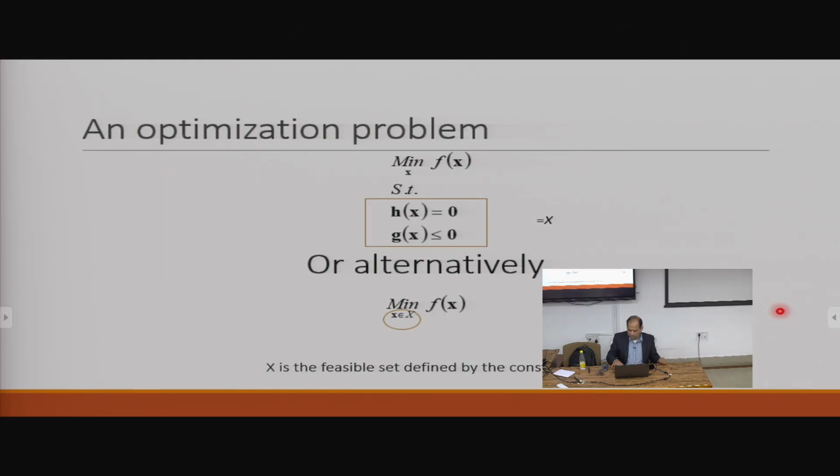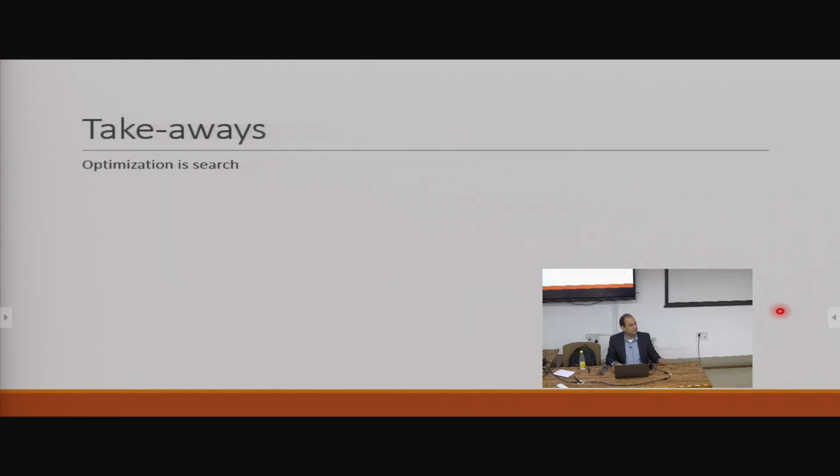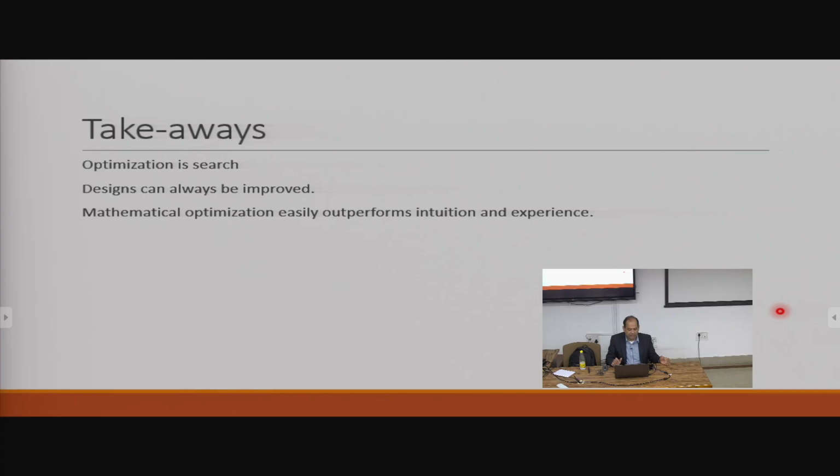Okay, so takeaways for today, and we'll keep this brief: optimization is search for the best solution. Designs can always be improved, and mathematical optimization easily outperforms intuition and experience. And we should follow conventions when writing down optimization problems as much as possible.